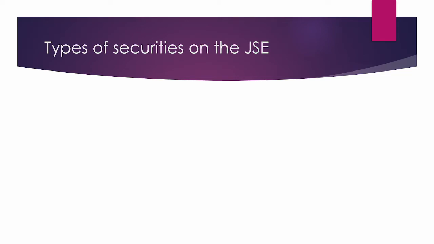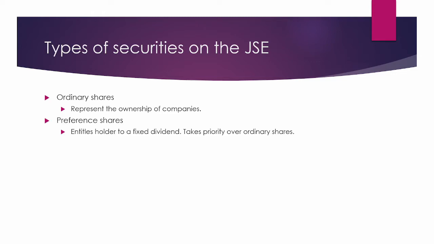Now let us look at the types of securities listed on the JSE. We should all be familiar with ordinary shares. These represent the ownership of a company and have the right to any residual profits after paying out any debt and preference shareholders. Preference shares entitle the holder to a fixed dividend, which takes priority over ordinary shares. Preference shares can have many extras attached to them. For instance, they could be redeemable or irredeemable, participating or non-participating, and cumulative or non-cumulative.